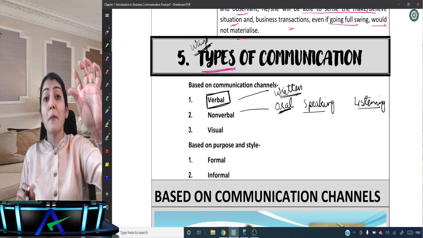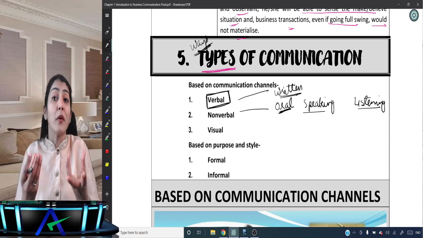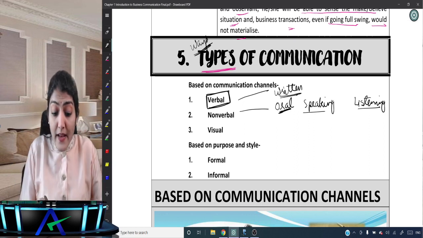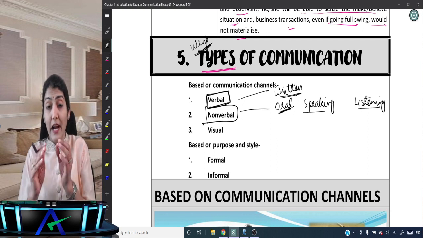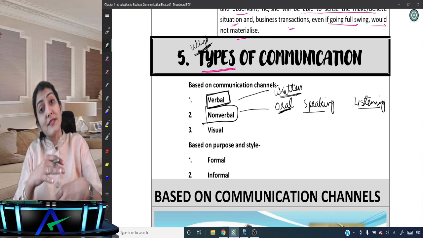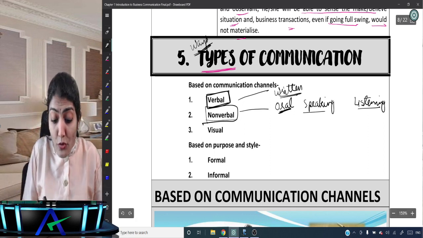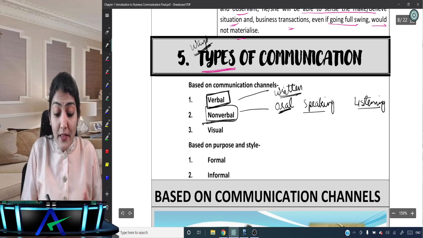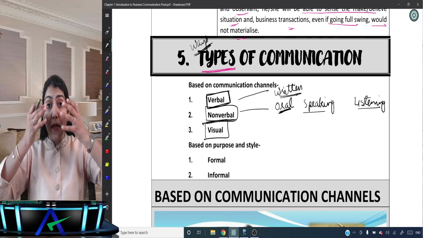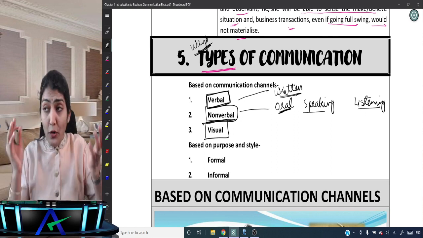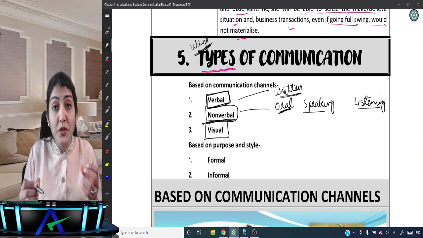So one, we have verbal communication, where you make use of words, either you write those words or you say them orally. Second, non-verbal, where I don't make use of any words, I don't write anything, I don't say anything, but I am still communicating. So that's non-verbal communication. And the third one is visual, on the basis of not what you are listening to but what you are seeing, on the basis of what I have seen. So that's visual communication.